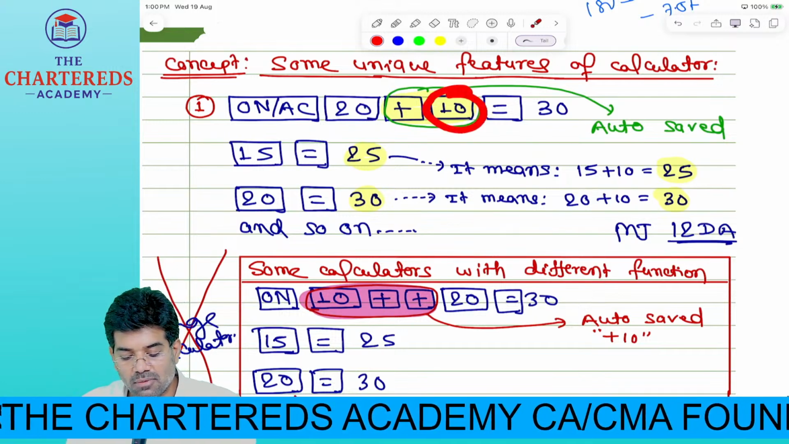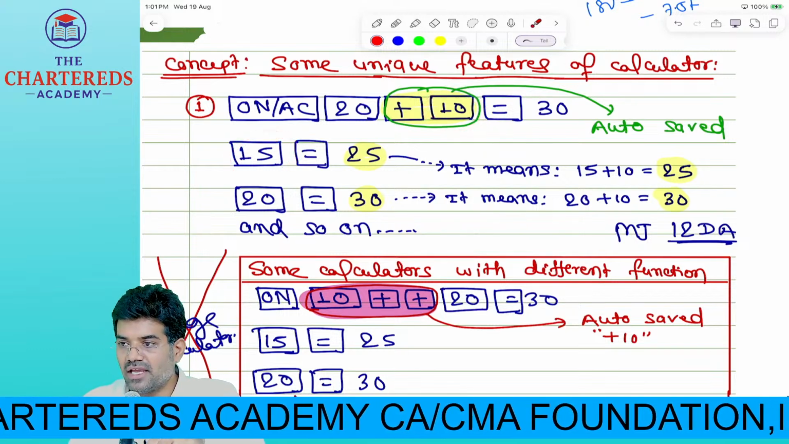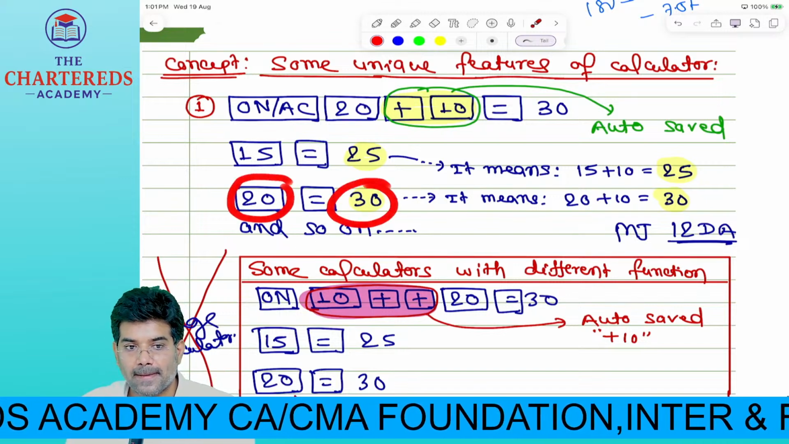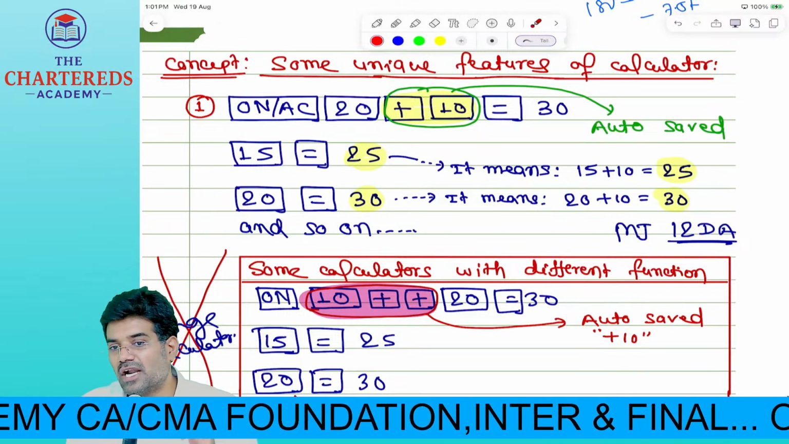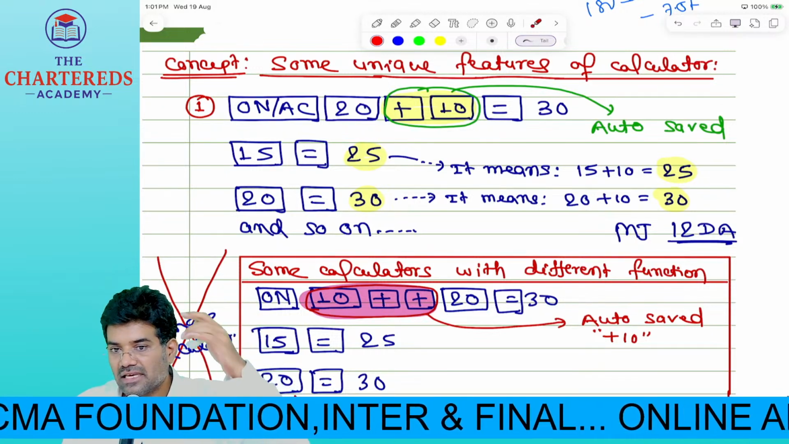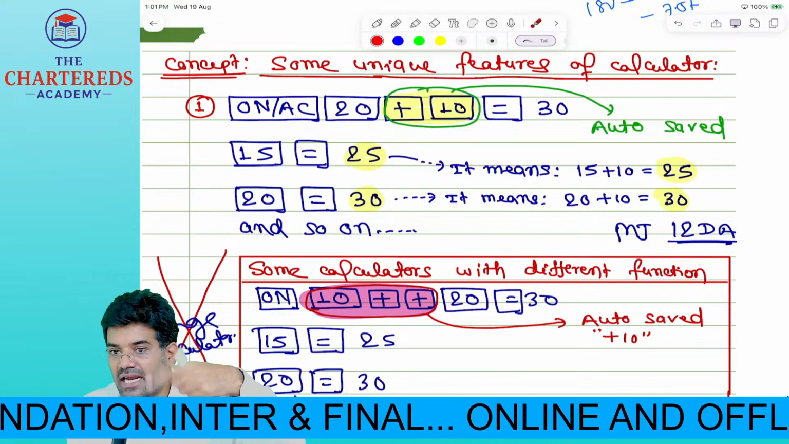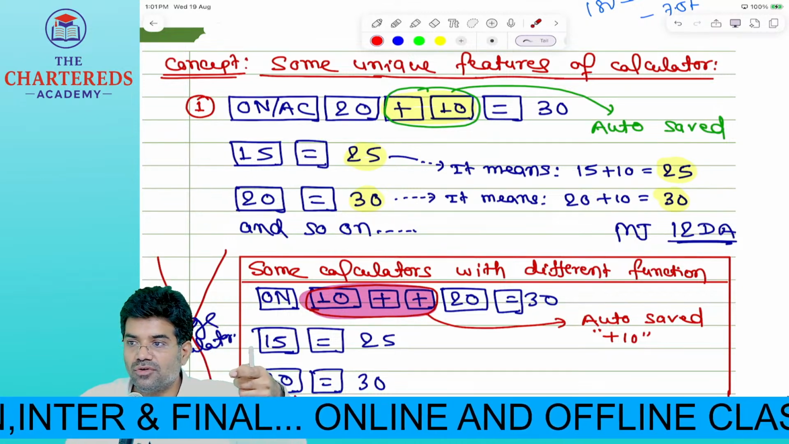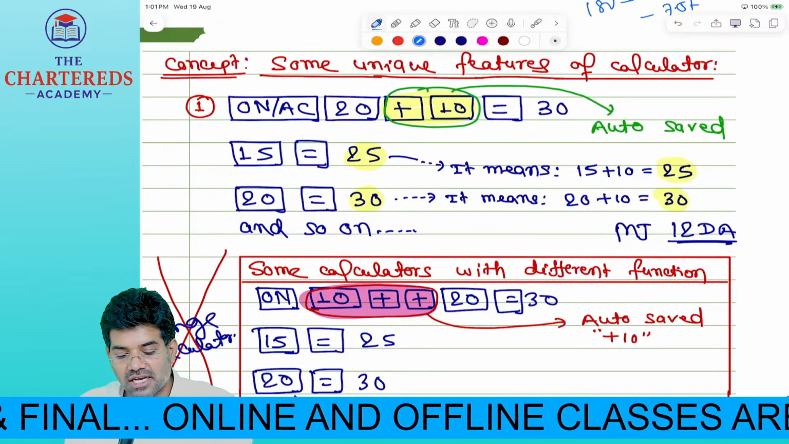That means automatically 10 got added to this 15, or not? Press 15 equal to; next press 20 equal to. Did you get 30? Check in the calculator. That means what happened here? When you first pressed 20 plus 10, the calculator has a memory. In that memory, plus 10 is added. So when next time you press 15 equal to, automatically it is adding plus 10.